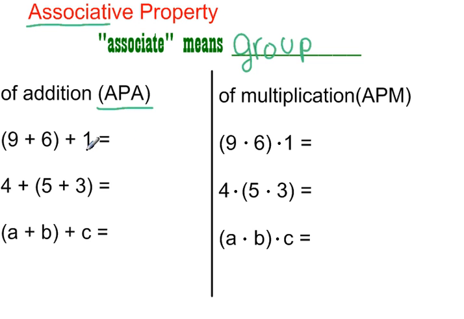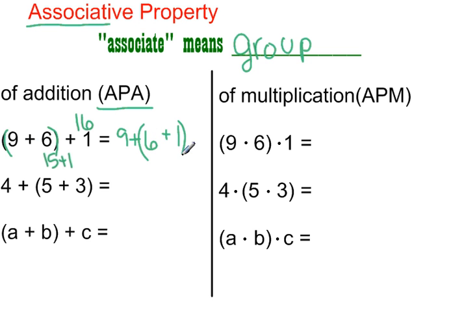APA, looks like this. 9 plus 6 in parentheses plus 1. Well, my order of operations say that I have to do what is inside parentheses first. 9 plus 6, that's 15. And 15 plus 1 is 16. So this side is 16. On this other side, I'm going to go ahead and write the numbers in the same order. It's not commutative. I'm not moving anything. 9, 6, 1, 9, 6, 1.